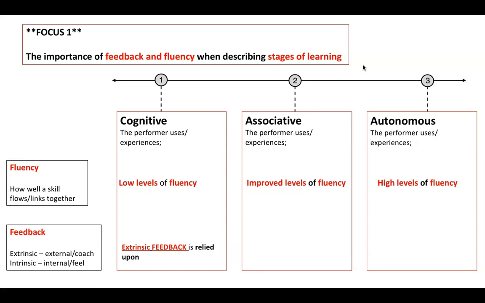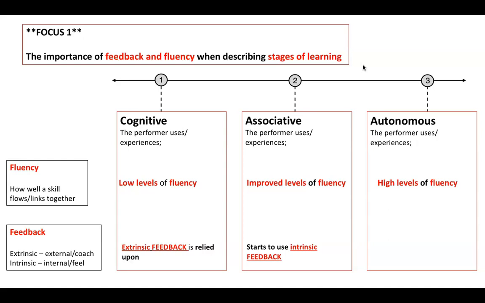So when we start to get a bit better at the skill, so we go into the associative stage of learning, we start to use intrinsic feedback. Okay, so starting to use it is really important. So now we've gone from relying on extrinsic feedback to being able to feel the skill and think, you know what, that just doesn't feel quite right. I think I can do this a bit better. So you start to rely on your intrinsic feedback, that feel, that internal relationship you have with the skill.